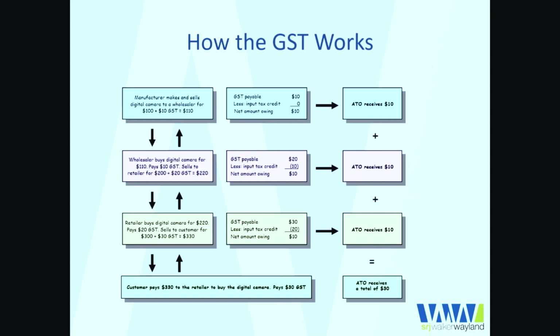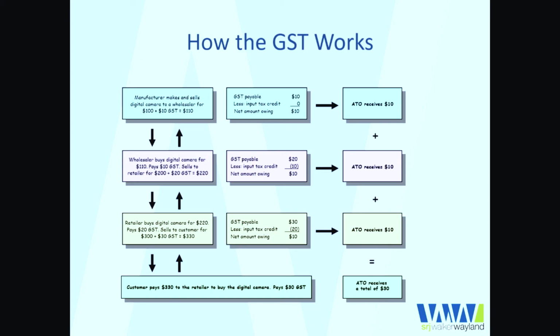Then we come to the wholesaler stage. The manufacturer sells to the wholesaler, who sells to the retailer, who sells to us as the end consumer. The wholesaler will purchase that camera from the manufacturer for $110, including GST. So he will have an input tax credit to claim of $10. She now wants to sell that camera for $200 plus GST.